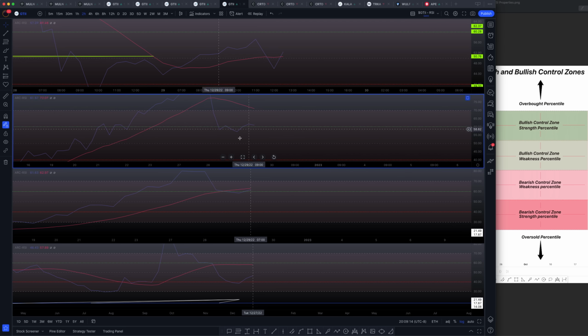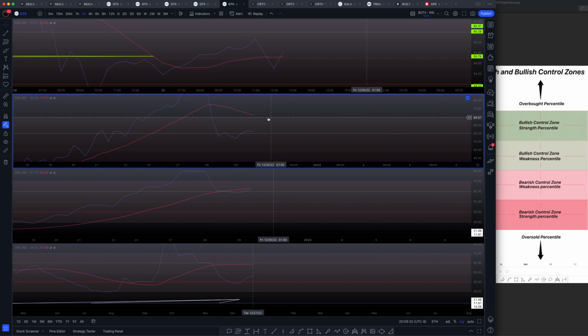Actually, in this case, it would be the deep areas of the bull weakness percentile and the very shallow areas of the bull strength percentile. You can see that we're literally being gravitated back and forth. We need to be able to break out of that gravitational pull in order for us to continue an upside.